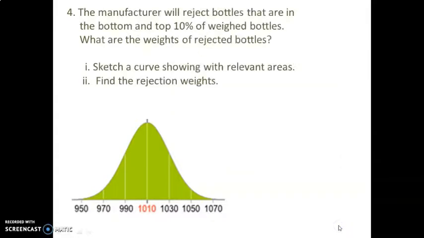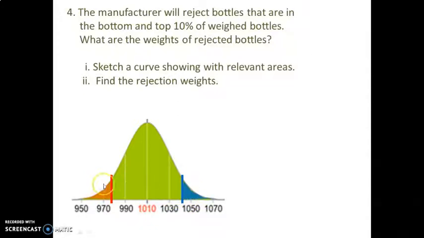Okay, so there's our data. Let's try question 4 for this situation. The manufacturer will reject bottles that are in the bottom and top 10% of weighted bottles. In other words, the lightest bottles and the heaviest, they will reject them. They want their bottles to be clustered around the mean. What are the weights of rejected bottles? Where's the bottom 10% and where's the upper 10%? On this curve, show the relevant areas we're going to be shading to calculate, and then find the rejection weights. Try it yourself. Here is the bottom 10%, here's the top 10%.